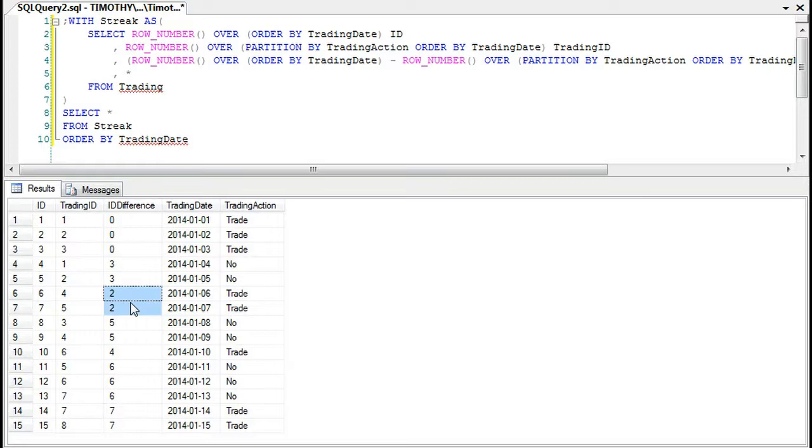So if you just pause for a second and look, you'll see that there's a sequence here, but that the sequence is determined by these numbers, the difference between ID and trading ID. And so what we've done is we've looked at this mathematical relationship between these two fields. And now what we can do is we can write a row number. And we can partition by our ID difference field.